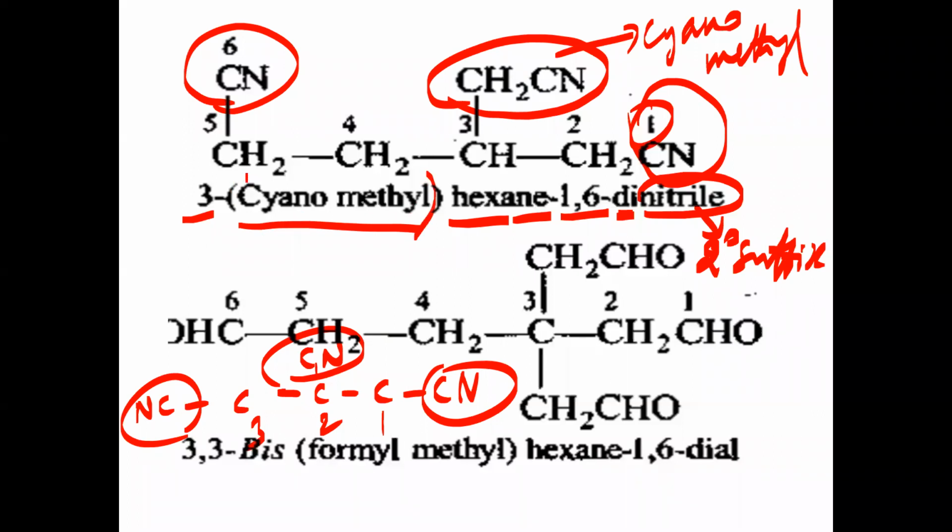which is a complex substituent. Why is it a complex substituent? If only CH3 is attached here, it is a simple substituent. But it is CH2CN, cyanomethyl, so it is a complex substituent, and within brackets we have to write it. So 3-(cyanomethyl)hexane-1,6-dinitrile is the name. Take the screenshot if you need.